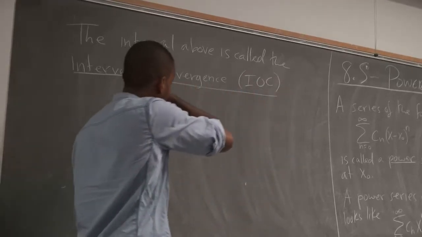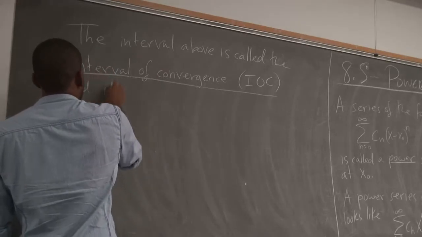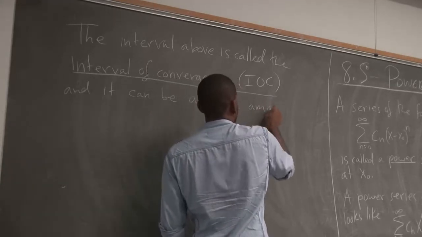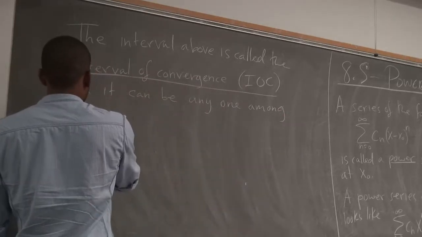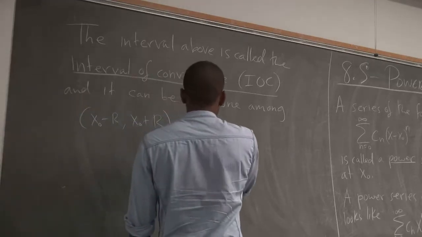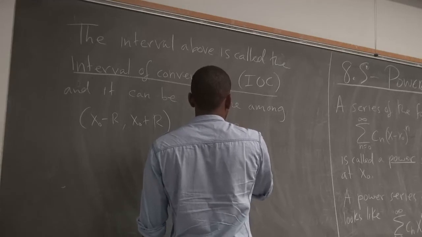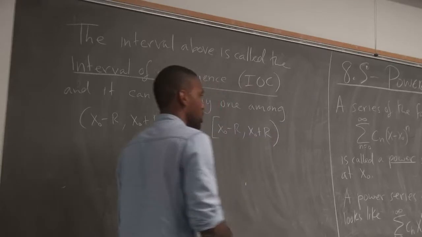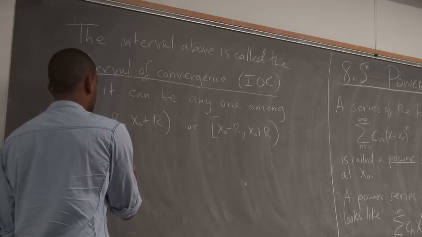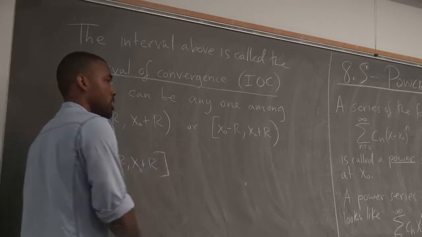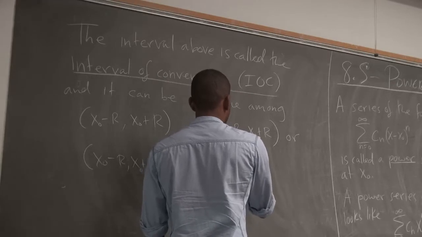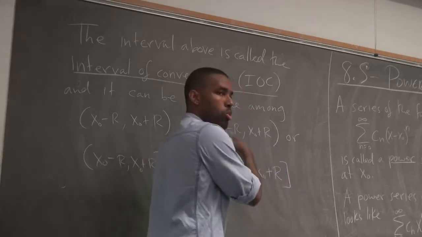And it can be any one among these: you can converge on neither endpoint, or you can only converge on one endpoint, or you can converge at the other endpoint, or you can converge on both endpoints. We'll be able to test to know which is which, right?